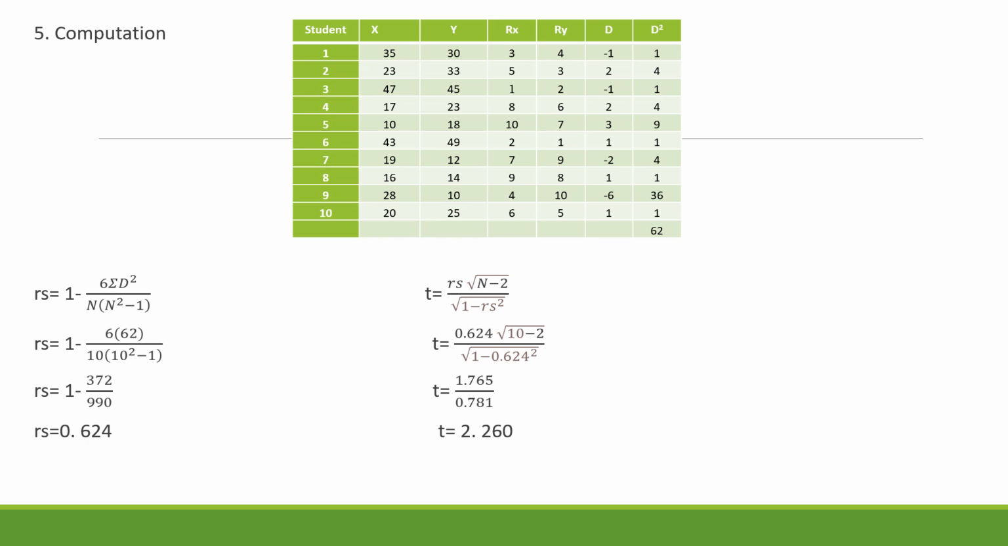Now, proceeding to get our T. We have the formula T is equal to Rs times the square root of n minus 2 over the square root of 1 minus Rs squared. Same thing, we substitute and input all the needed values. We have the value of Rs, 0.624, times the square root of 10 minus 2, over the square root of 1 minus 0.624 squared. And to compute that, we will get our T, which is equal to 2.260.